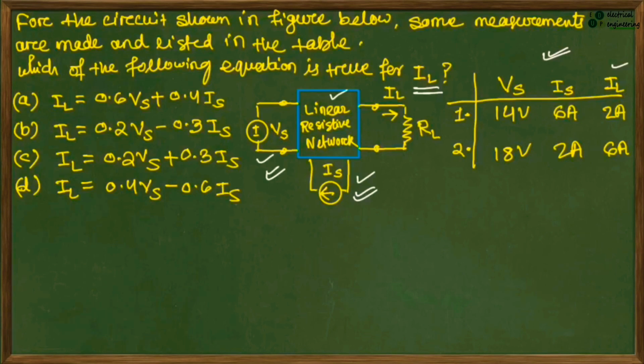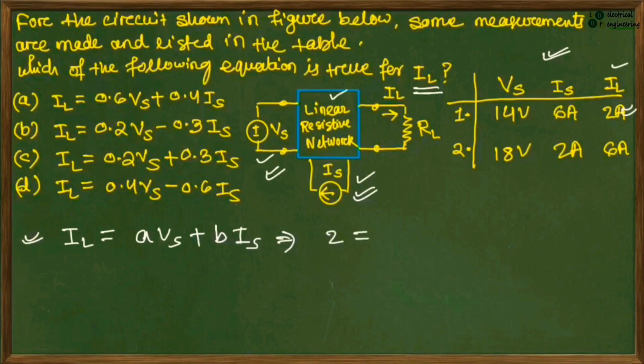So now let's apply the superposition theorem. As I know, from the superposition theorem the output or the response can be expressed as a linear combination of excitation. So let's write down IL equal to A into Vs plus B into Is, where A and B are two constants. We are using these two constants in order to express the linear combination. This equation is based on the superposition theorem. Now using this table we can write IL equal to 2 ampere, equal to A into 14 plus B into 6. Let's make this equation 1.